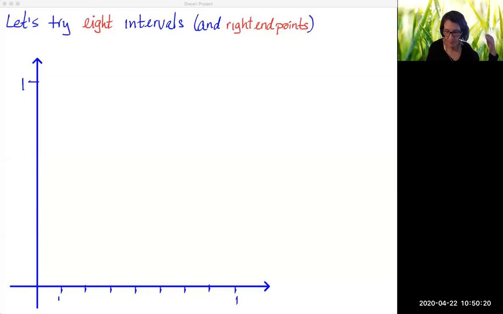And then because they're all the same width, they have to have width 1/8, right? 1 divided by 8 is 1/8. So here's the x coordinates: 1/8, 1/4, 3/8, 1/2, 5/8, 3/4, 7/8, and 1. Those are my right endpoints.